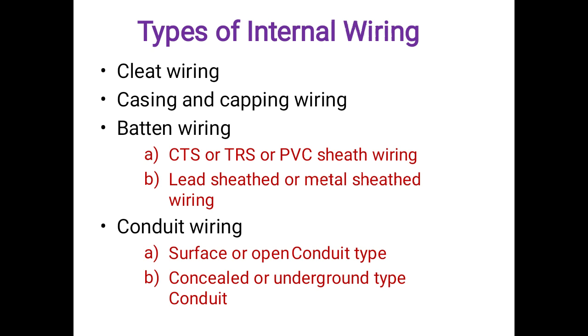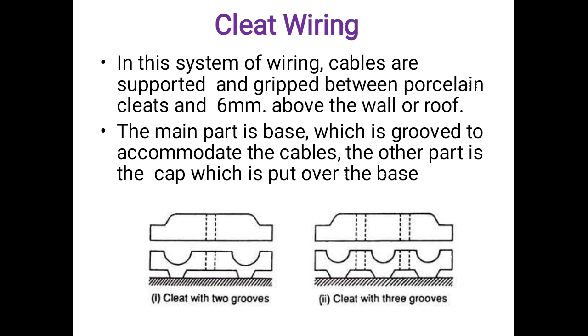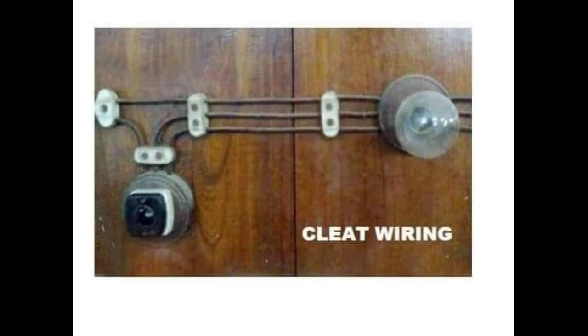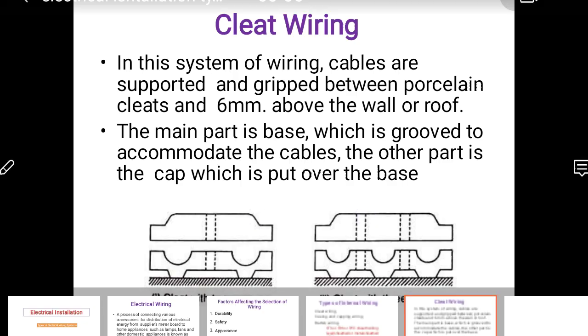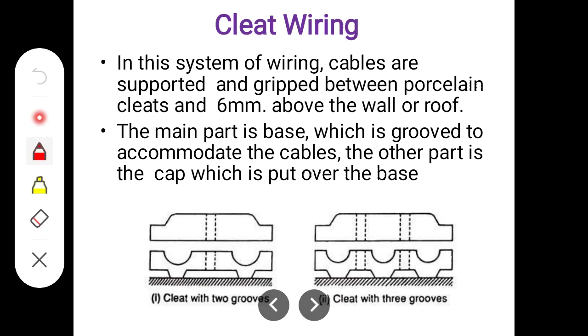Let us see cleat wiring. In this system the cables are gripped between porcelain cleats, 6 mm above the wall or roof. The main part of the base is grooved to accommodate the cables. We can see this part has the groove, and in the middle we place the cable.